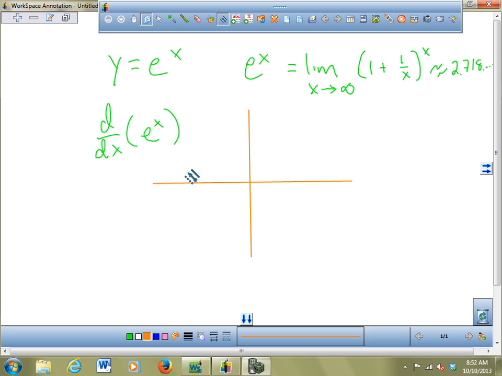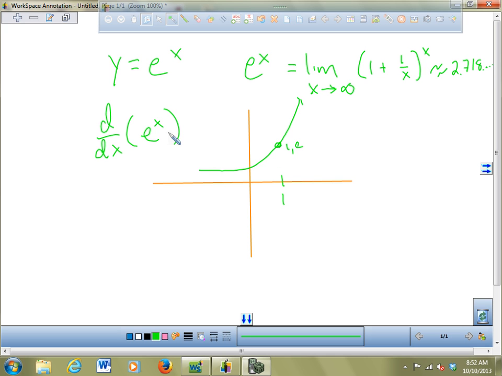So with e to the x, if this is y equals e to the x, and say there's a point on here. So one point on here would be 1 comma e, right? If I plug in 1 in here, I get out 2.7. Right, exactly at that point, the slope of that curve is also e. See? And at any point on that curve, if I were to plug in like 2, okay, the slope at 2 would also be e to the 2, right?